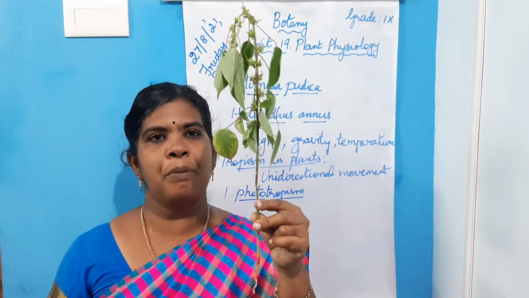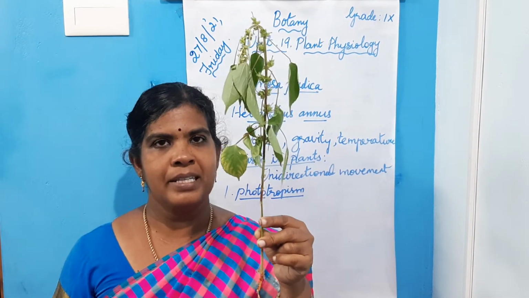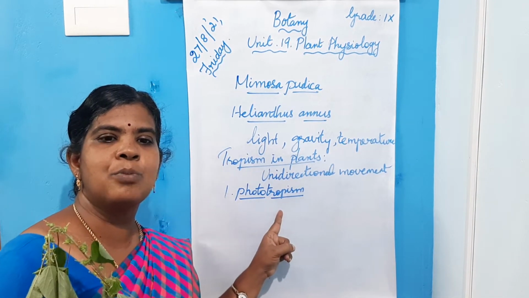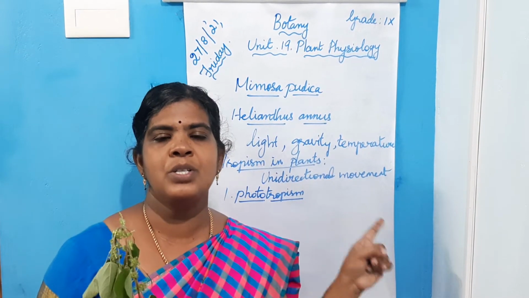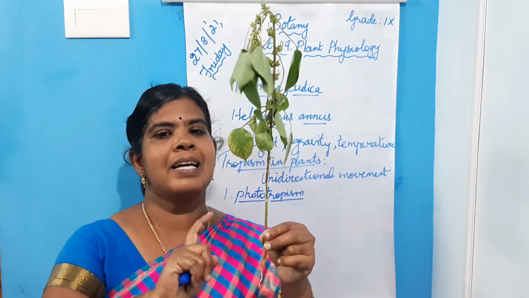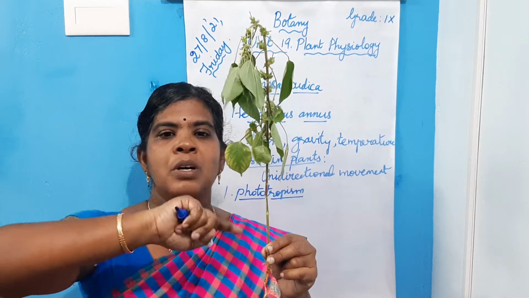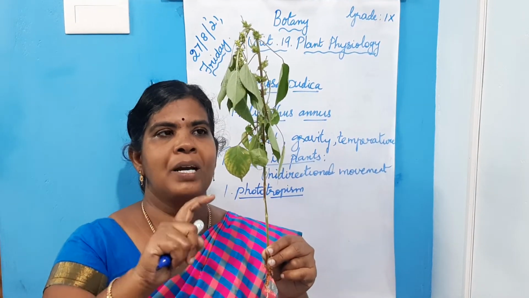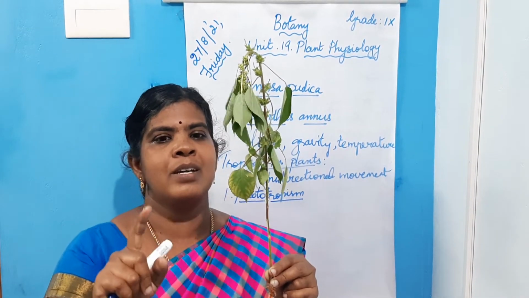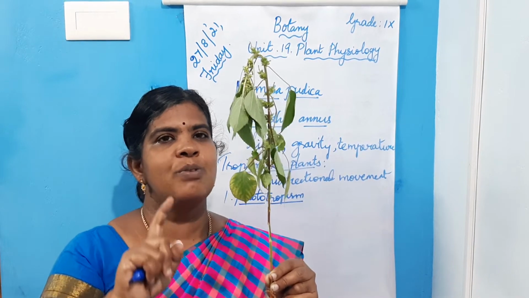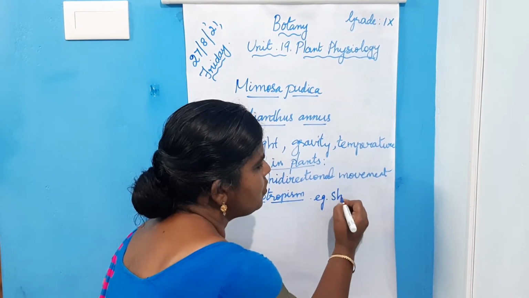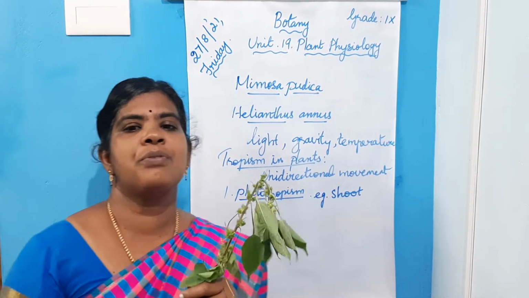Now, the movement of a plant part towards light, that is phototropism. Photo means light, tropism means movement. Which part of the plant shows this phototropic movement? Shoot of a plant. The shoot system always grows towards light. So, movement of a plant part towards light is phototropism. Example, shoot of a plant.